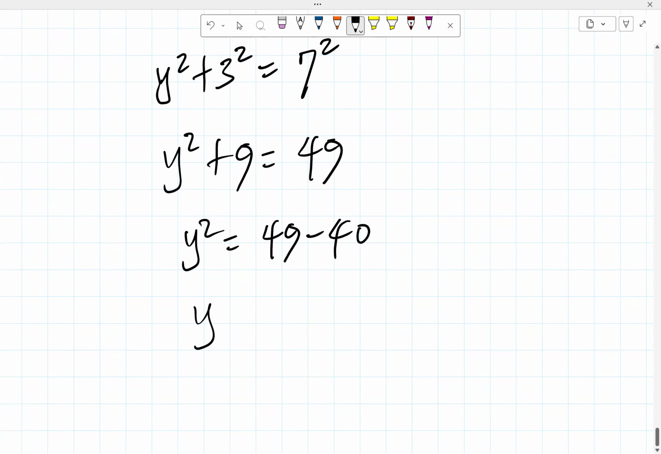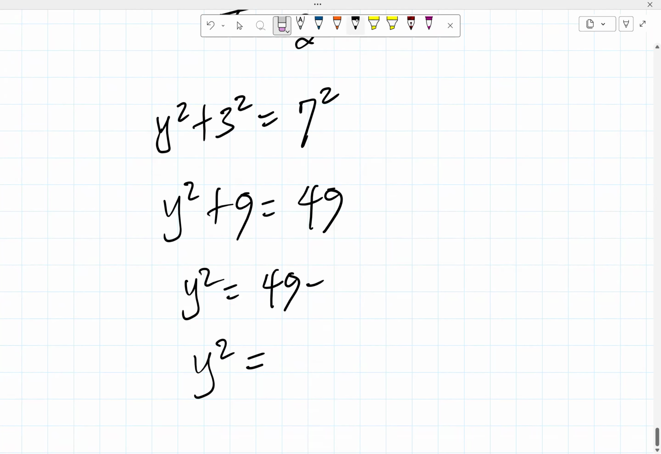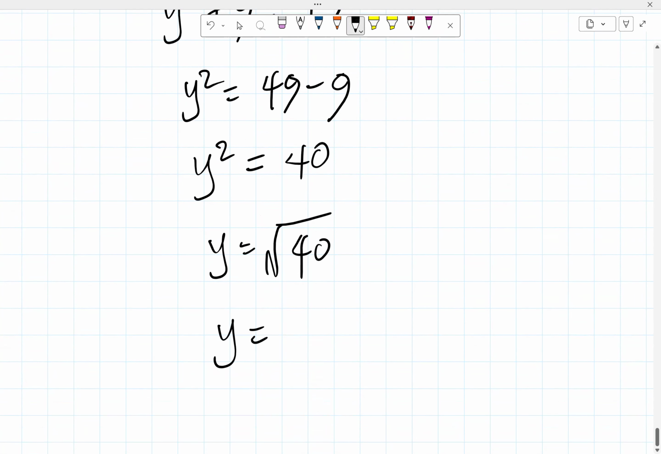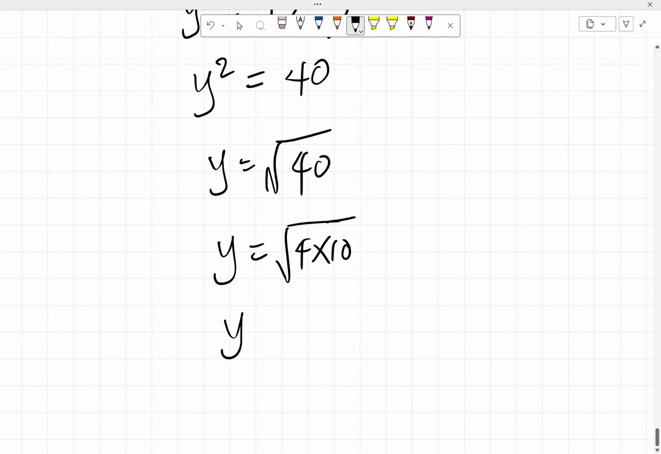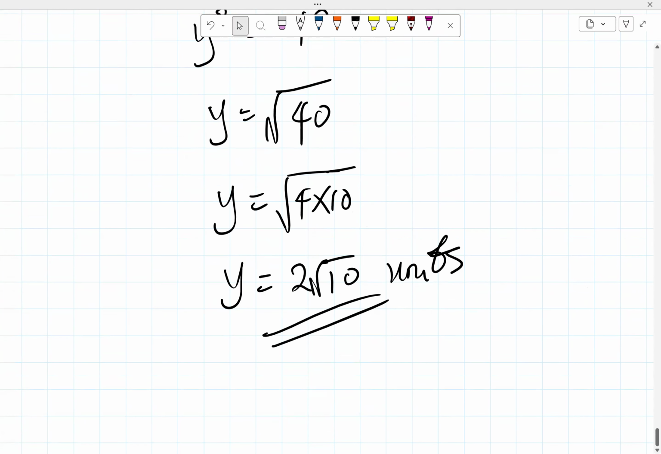So that means that y squared is equal to, sorry, I've jumped the gun. I was already getting ahead of myself. 49 minus 9 is 40. So y is equal to the square root of 40. So y is the square root of 4 times 10, right? So I brought the 4 out because it's a perfect square. So y is equal to 2 root 10 units because I didn't specify. If I specify a unit like cm, then it's fine. But here it's 2 root 10 units.